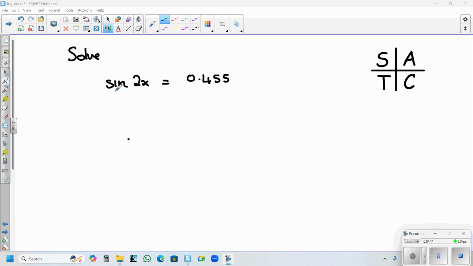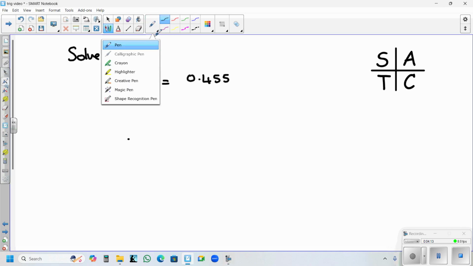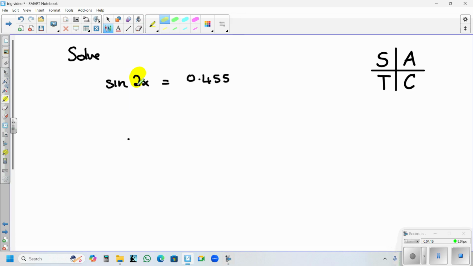Now, next type are ones where you've got sine, cos, or tan, and you have got a number of x. You've got 2x, 3x, 4x. Now, these are nothing to do with your information sheet because there's no other trig function near with that. There's no other sine or cos. So what we do is we just do our acute angle, ignoring the 2x just now. So acute angle is sine to the minus 1 of 0.455.